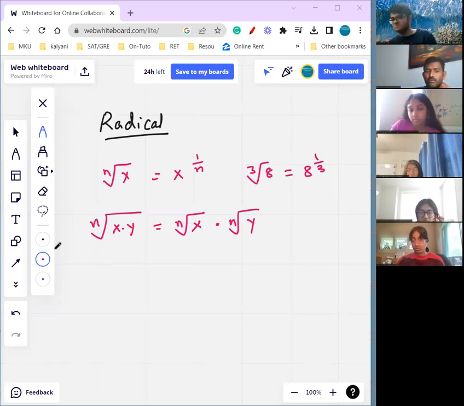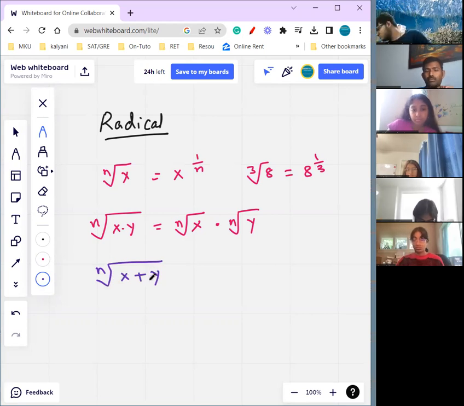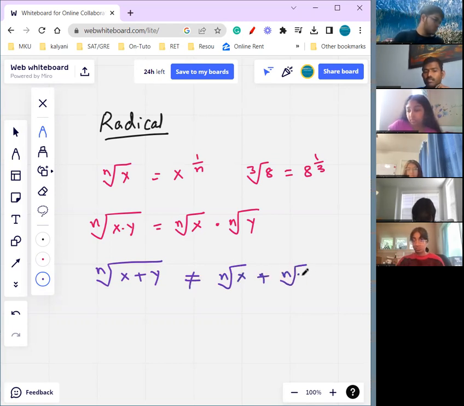Okay. And also remember, there is one more. A lot of the kids get confused on this one in the test. If you have the nth radical of x plus y, you cannot split it. Remember this. This is not equal to the nth radical of x plus or minus the nth radical of y. So you can't do that when you have a plus. You can do it for multiplication and division, but not for addition or subtraction.